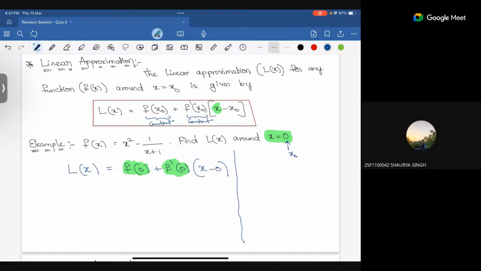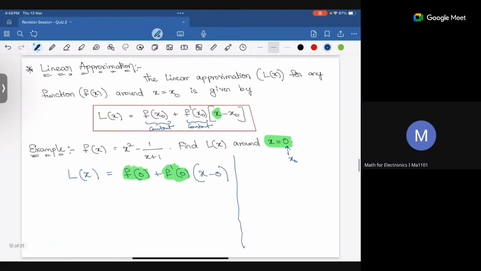Okay, so sine x is a periodic function, right? Yes, sir. Sine x at x equals 0, you can get a linear approximation. At any point, you can find linear approximation for sine x. So it's not necessary that periodic functions will not have linear approximations. It is not the correct statement. Our function should be properly defined at that x naught point.